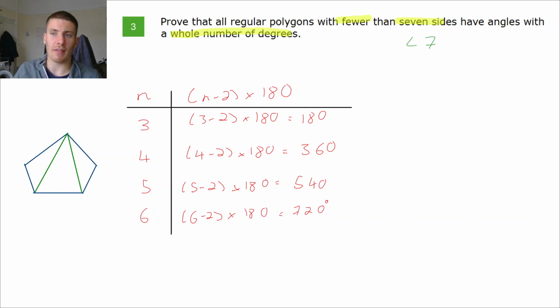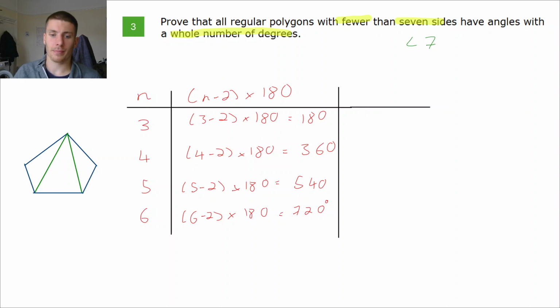But we're trying to prove that the angles have a whole number of degrees. This is telling you the sum of the angles in your polygon. We want to find the individual angles. So you want to divide by the number of sides. You want to divide this formula by n, because that tells you the individual angles in each of the polygons. So let's create an extra column in our table. I'm literally going through all of the possible variations that I can have here.